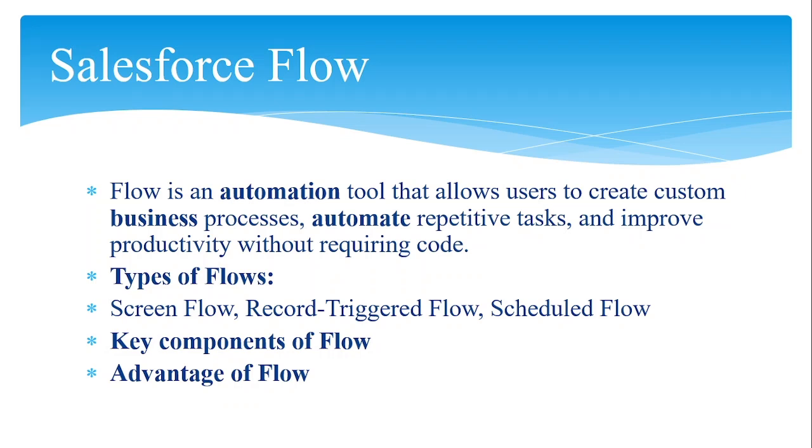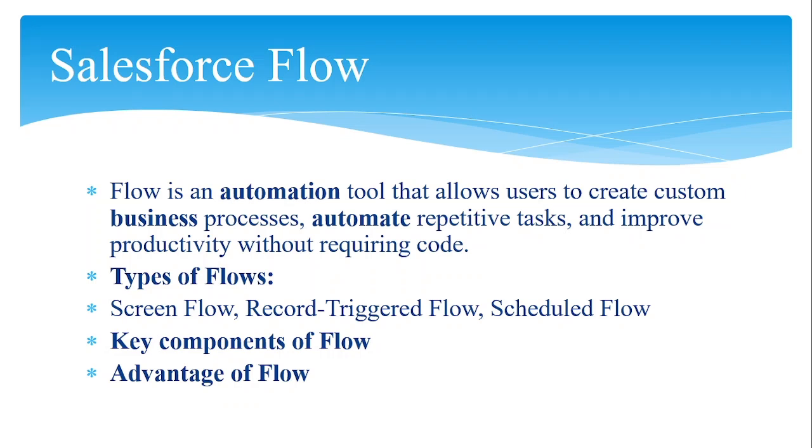A record triggered flow runs when a record is created or updated, similar to how triggers function in Apex. The same thing we can perform from here, ideally for automating processes that depend on specific record changes. In that, like updating related records or performing validation, we are going to use record triggered flow. Then what is a scheduled flow? It runs automatically at scheduled intervals and it is best for time based actions.